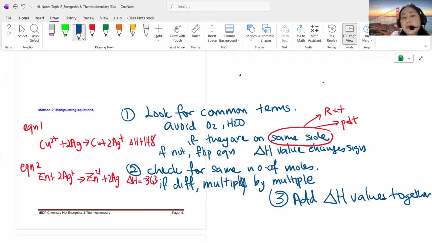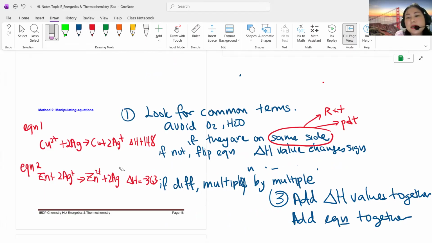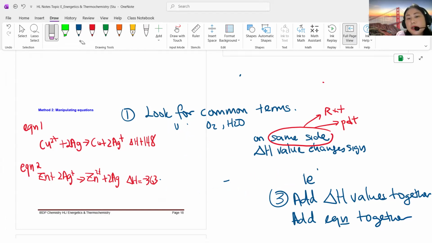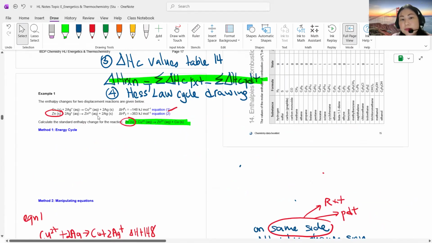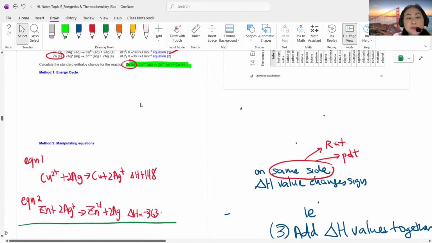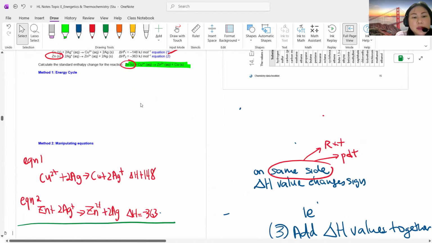So what's the rationale behind adding the delta H values together? Because I am adding the equations together. All right. So what do I mean by adding the equations together? I'm going to add up equation 1 and 2. After I add up equation 1 and 2, I should get the equation in green. Let's check. So I'm going to add up equation 1 and 2.